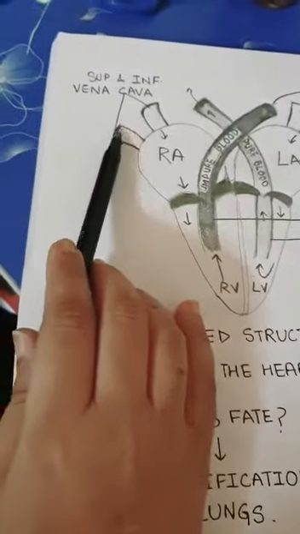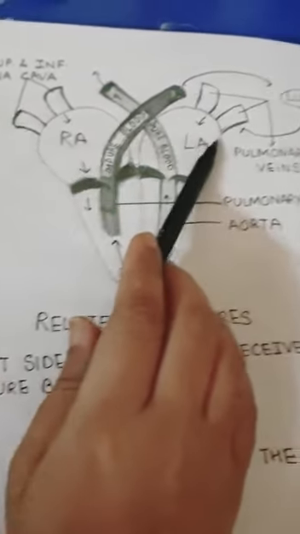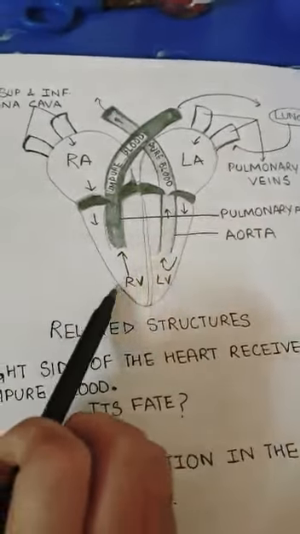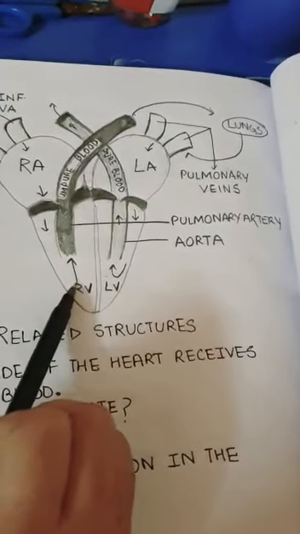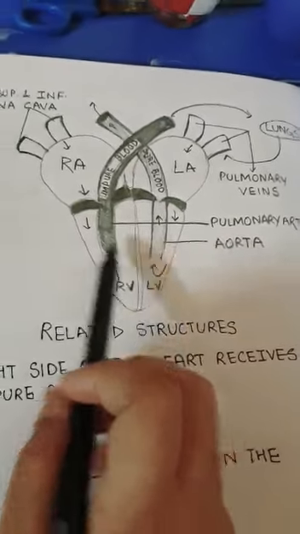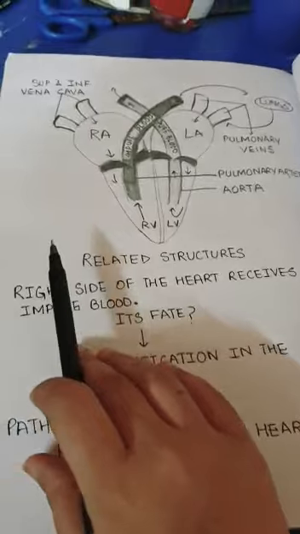We have superior and inferior vena cavas attached to the right atrium, pulmonary veins attached to the left atrium, then the pulmonary artery attached to the right ventricle and the aorta attached to the left ventricle. I'll be telling about all of these briefly.